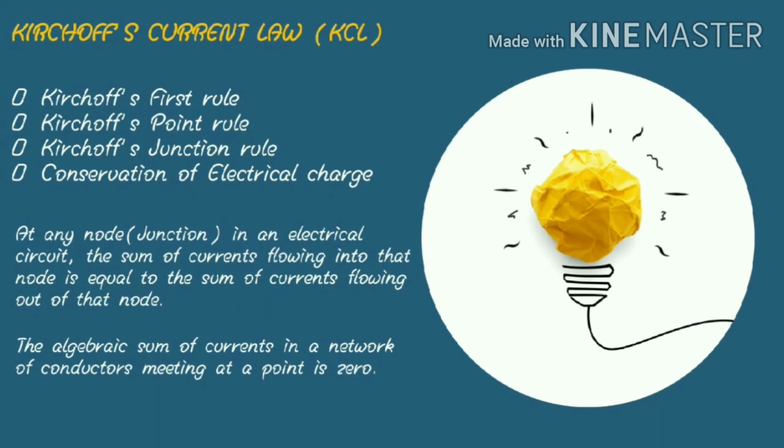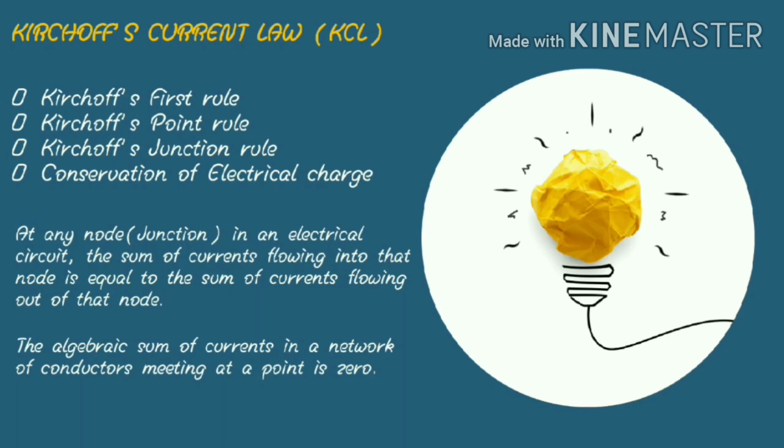This is the first rule of Kirchhoff. What is the second rule? The second rule is the KVL. The first rule is the KCL. Keep it in mind. This law is also known as the point rule or junction rule, since this rule is applied on a point or a node of any electrical circuit. That's why it is known as the point rule or junction rule.